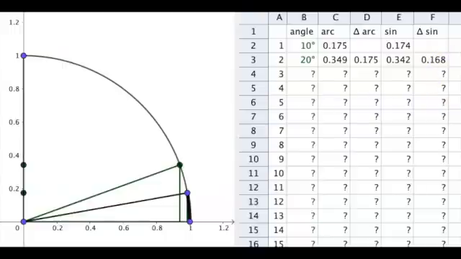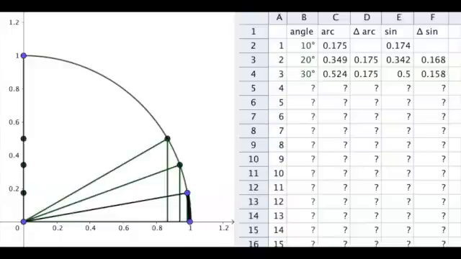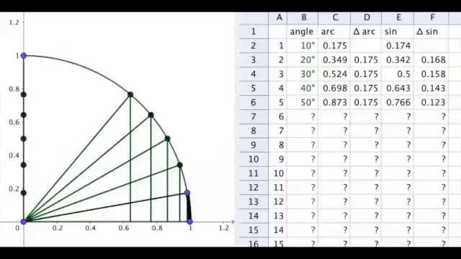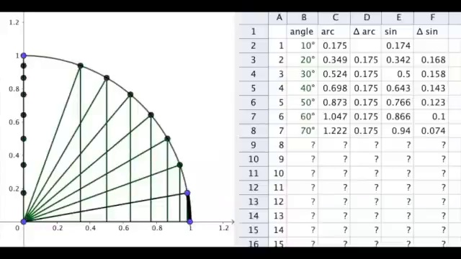It changed by 0.168. It's almost double, but it's a little bit less than doubling. And here I'm just going to keep going. 30, 40, 50, 60, 70. Oops, too far. No, there's 70. So let's take a look. First of all, the arc is doubling and tripling and quadrupling and so on. You see delta arc, that's always the same. The arc is proportional to the angle.